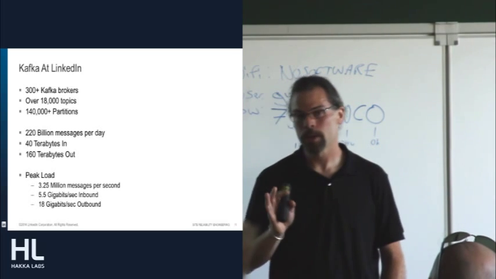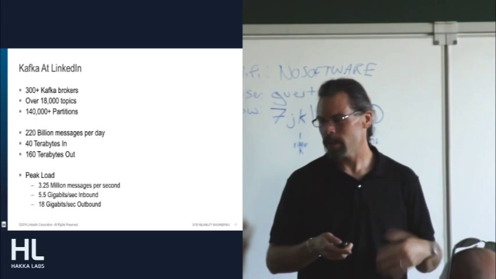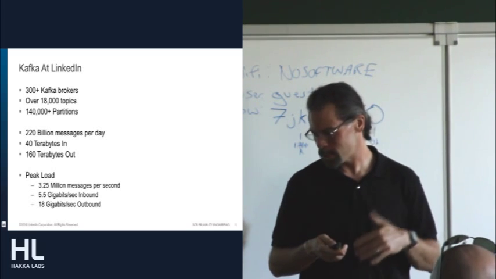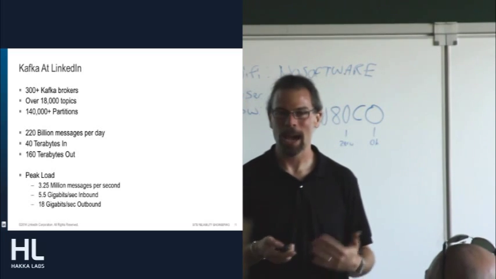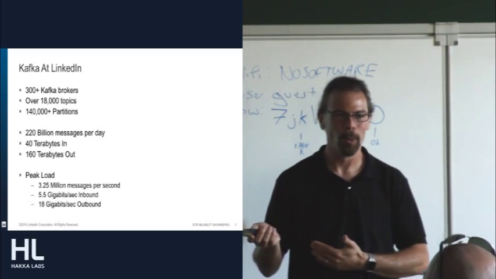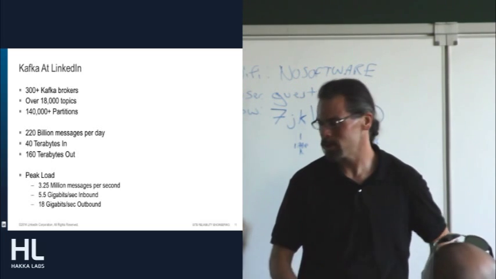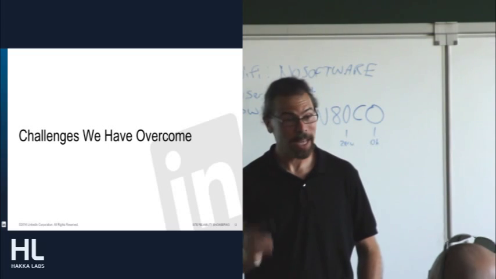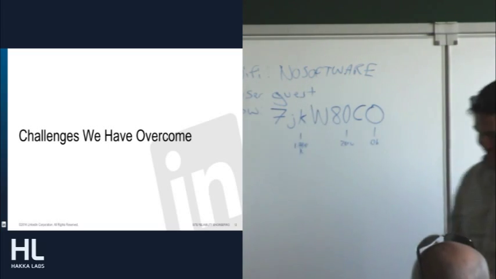At peak, we're doing 3.25 million messages per second. It's about 5.5 gigabits per second inbound to all the clusters and 18 gigabits outbound. So again, we're reading in a little bit, and writing out a lot to our consumers. So I'm going to hand it back over to Clark at this point to talk about some of the other interesting things that we've been doing.